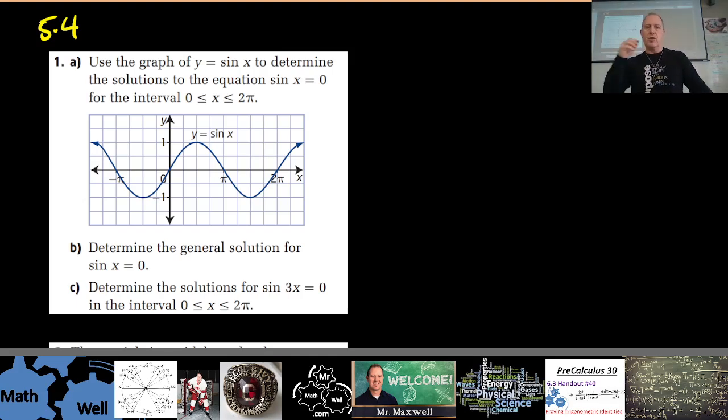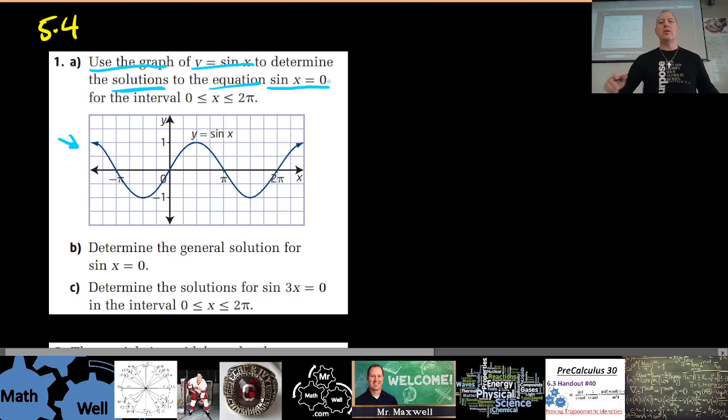Thank you. Okay, so it says in number 1, use the graph that's provided, this one right here, of y equals sine x to determine the solutions to the equation sine of x equals 0. So remember, when you have anything equals 0 and you're asked to solve, you're finding values of the variable that make the left side of the equation equal 0. On a graph, those are your x-intercepts. So if you're given the graph, you are looking for the x values that are the x-intercepts here, okay? You don't have to do any fancy calculations, you just look at the graph.